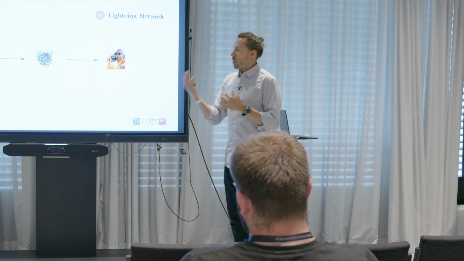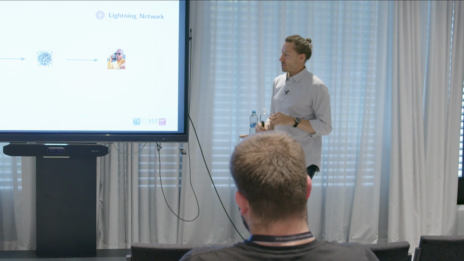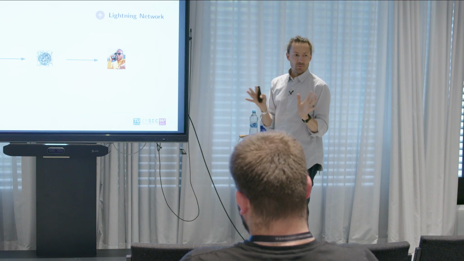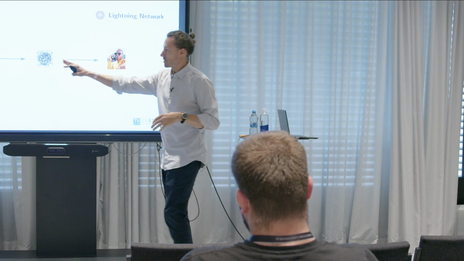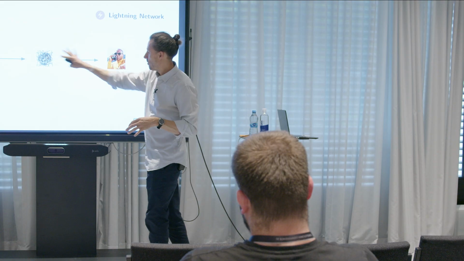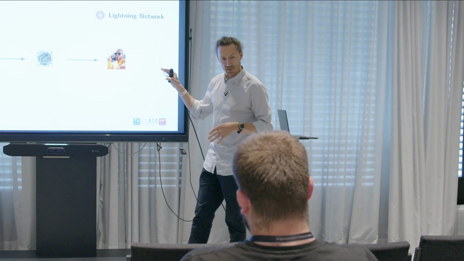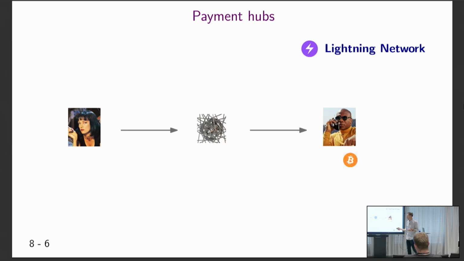And since to open a channel, you actually have to put some Bitcoin in there, you don't want to open a channel with every potential receiver. So what people do, they use payment hubs. So Alice has a channel to the hub, and if the hub has a channel to Bob, then she can send money to Bob via this channel.